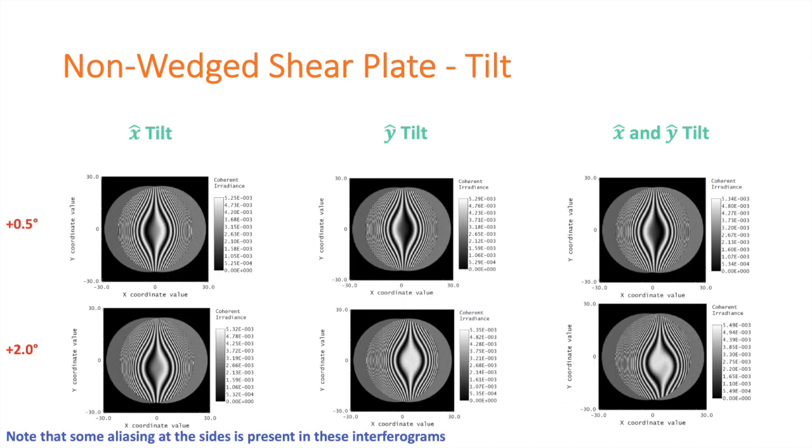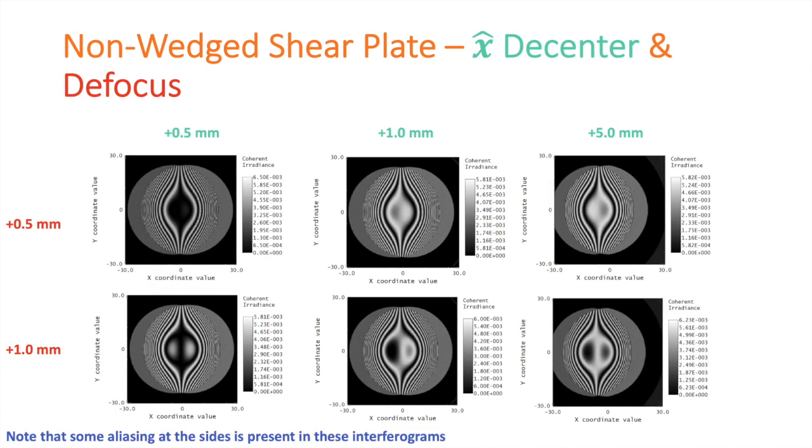It should be noted that some aliasing is present in these figures, but the overall interferogram pattern is still clear. The simulation settings would need to be optimized should these images be used for further analysis or extracting aberration coefficient magnitudes.